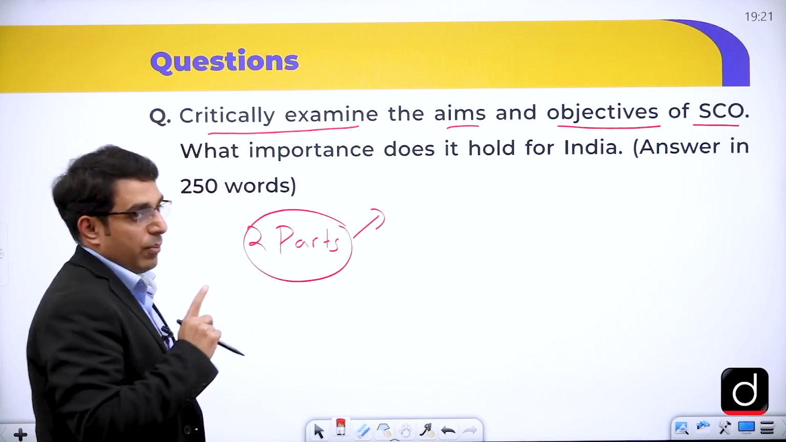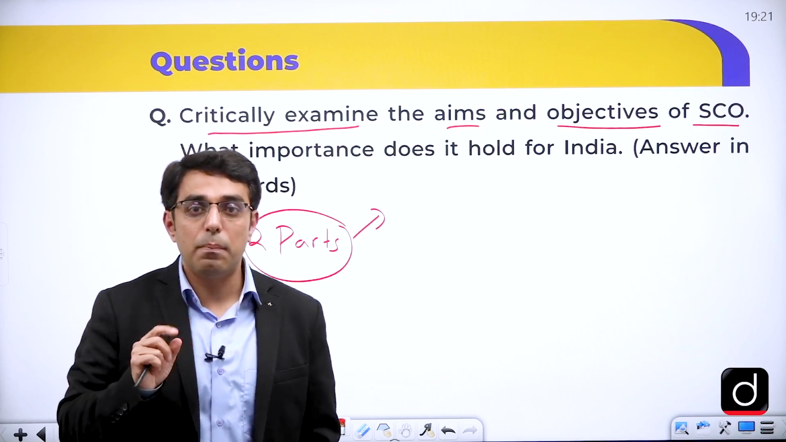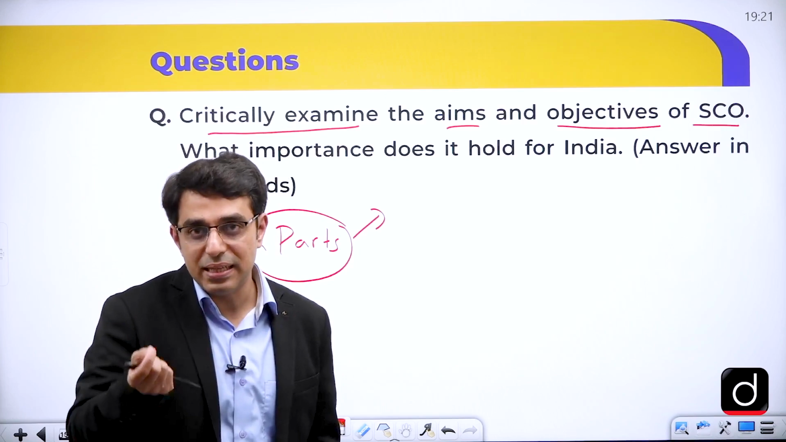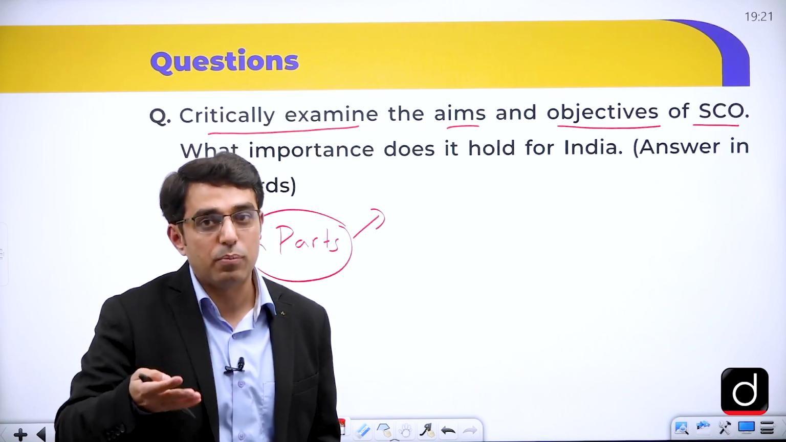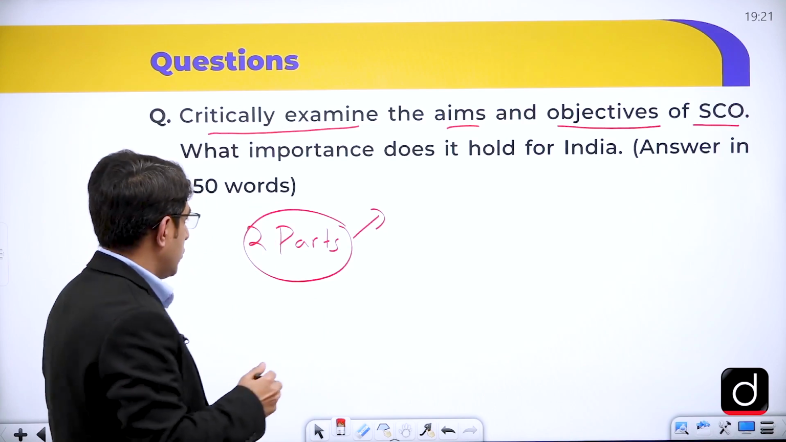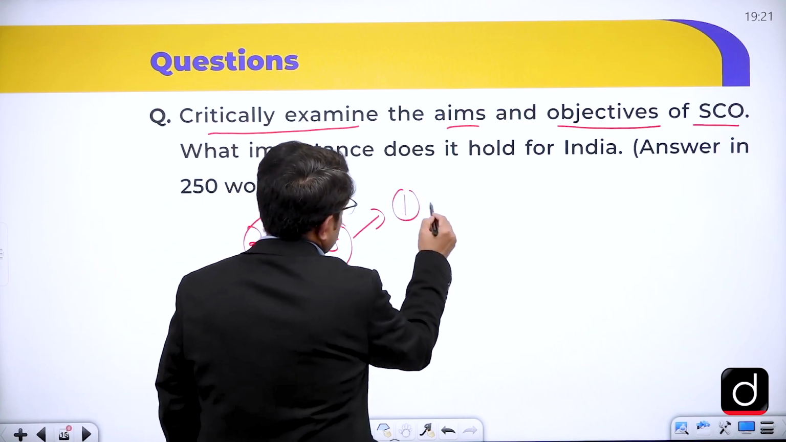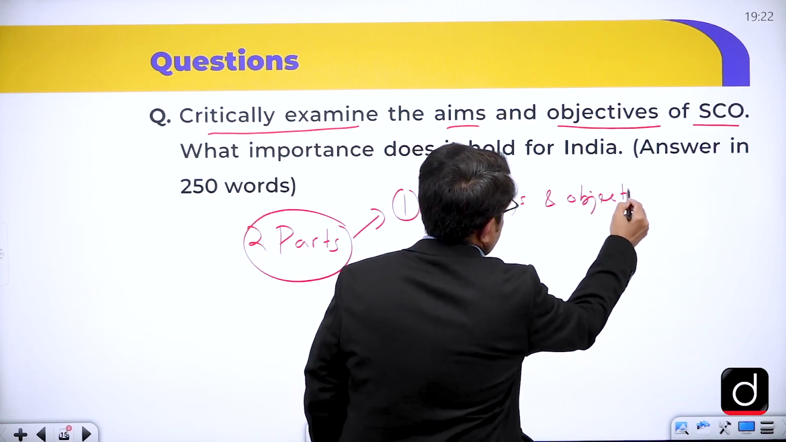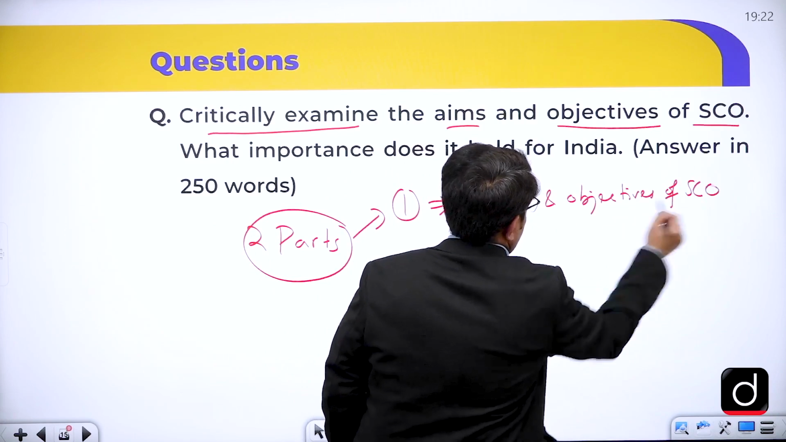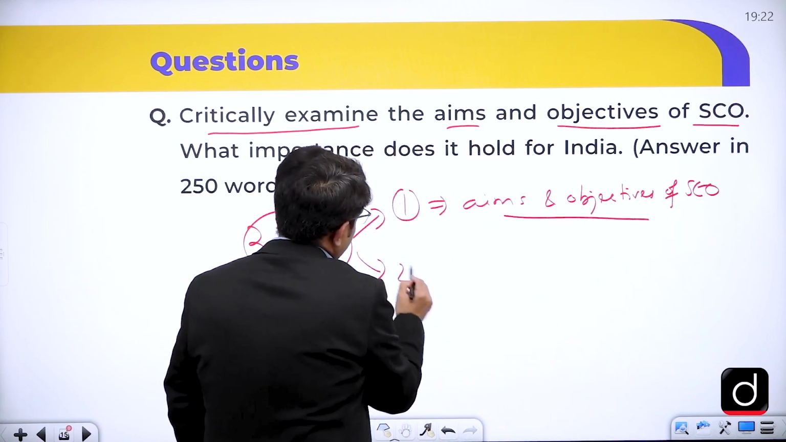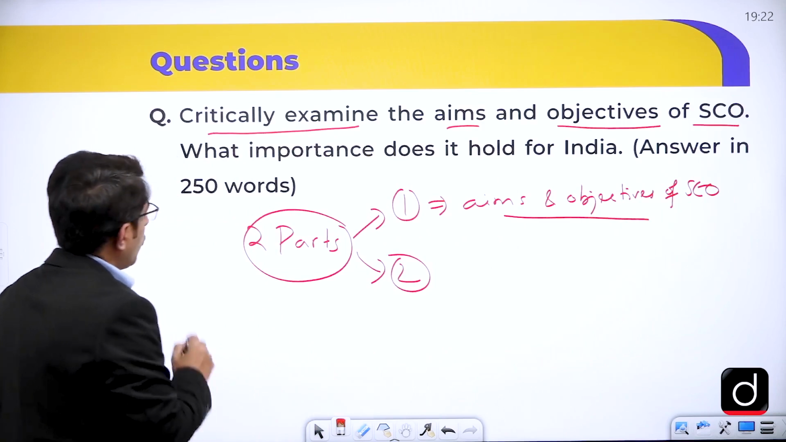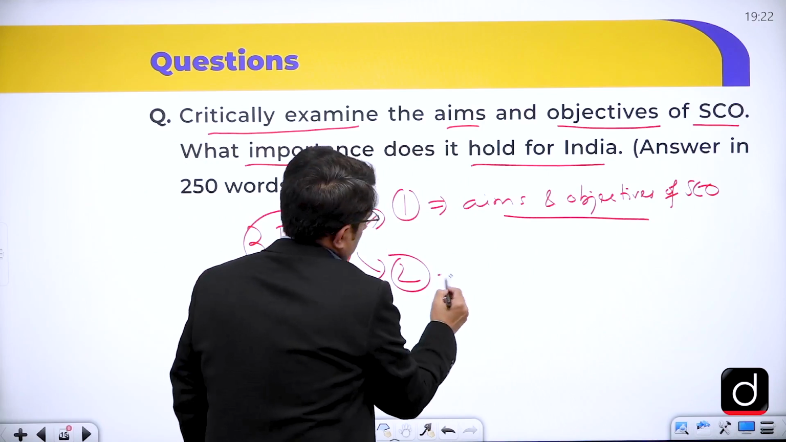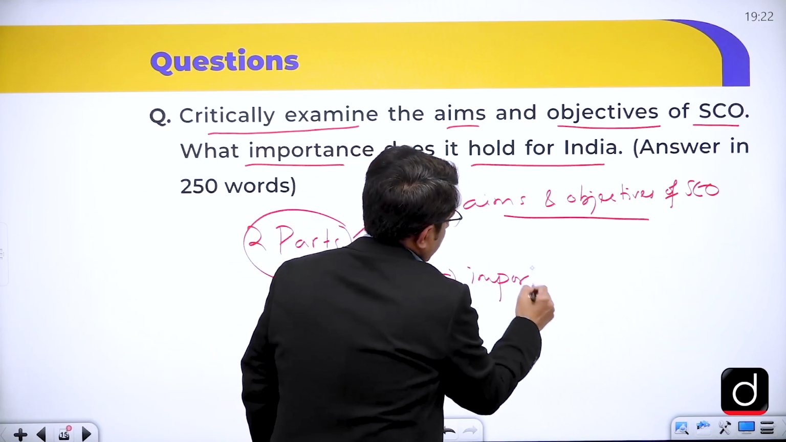So it is not just about mentioning the aims and objectives of SCO, but maybe something which is hidden, which is implicit in the grouping, that also needs to be brought out in our answer. So that we have to do. So the first part is basically about the aims and objectives of SCO. Then in the second part, what has been asked is what importance does it hold for India? So, the importance of SCO for India.